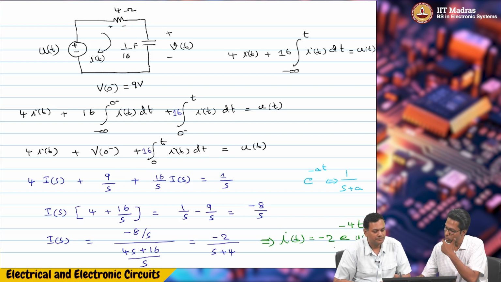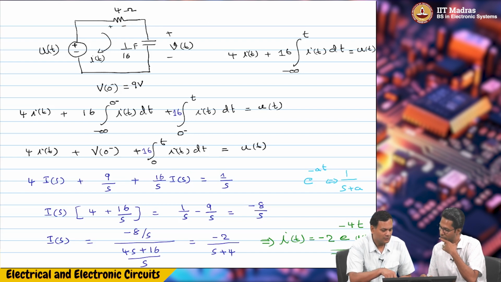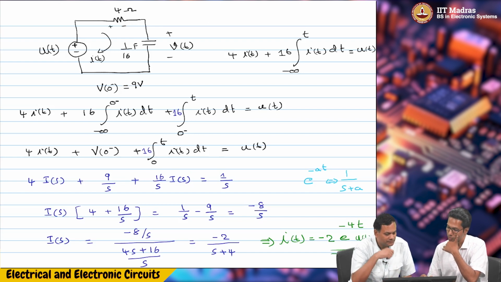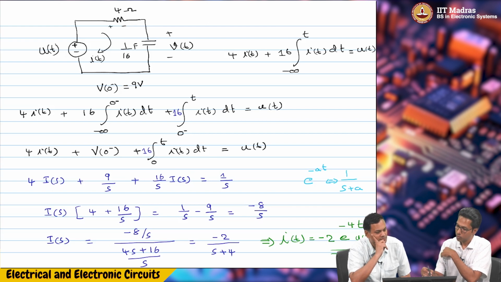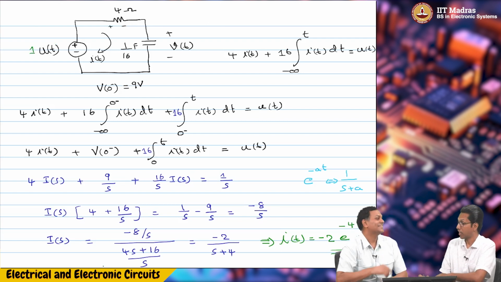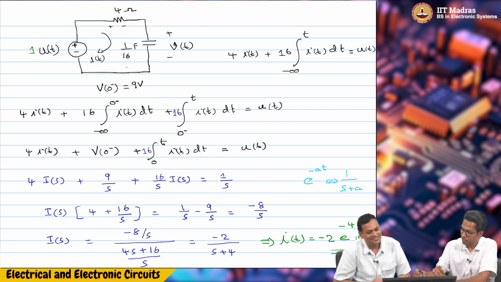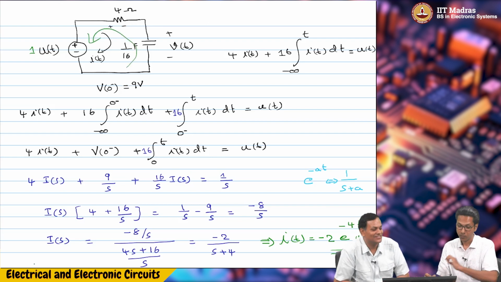So this is an exponentially decaying current, and finally it will be 0. Why is it negative? Because the initial charge was 9 volts and the source is 1 volt. So the capacitor is charging the voltage source, so the current is actually flowing in the opposite direction. Okay.